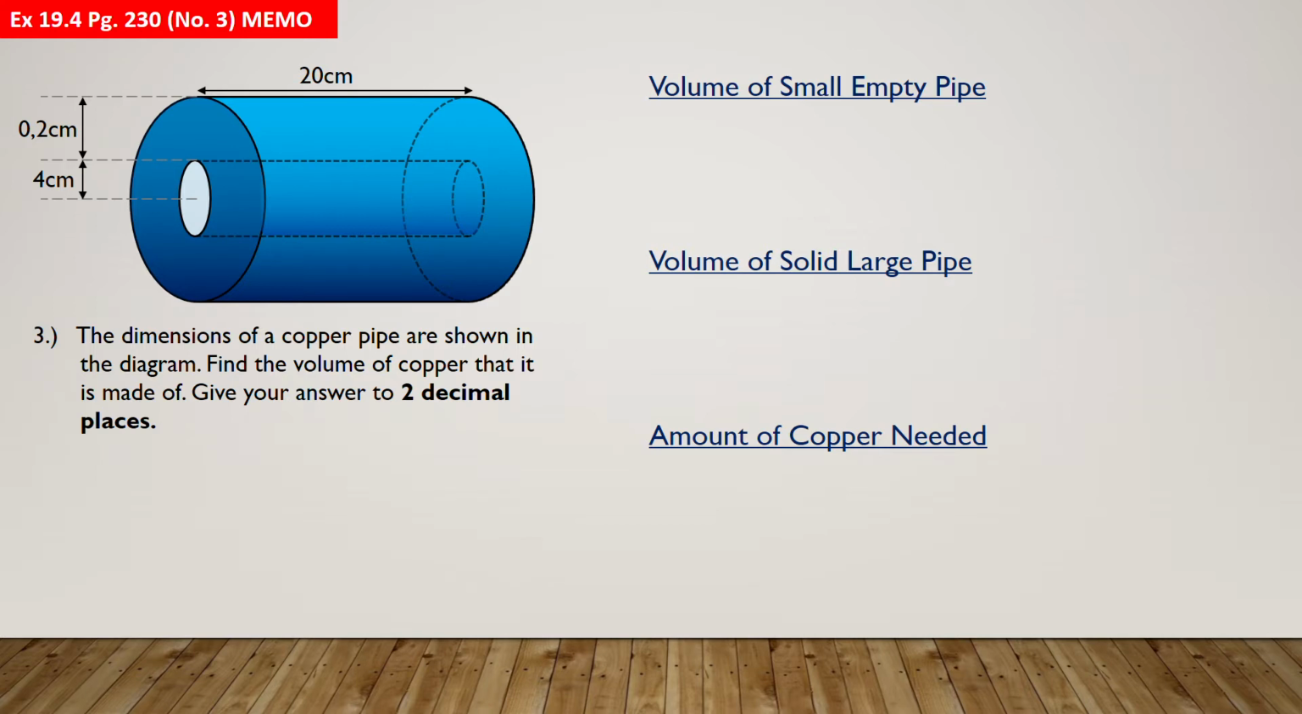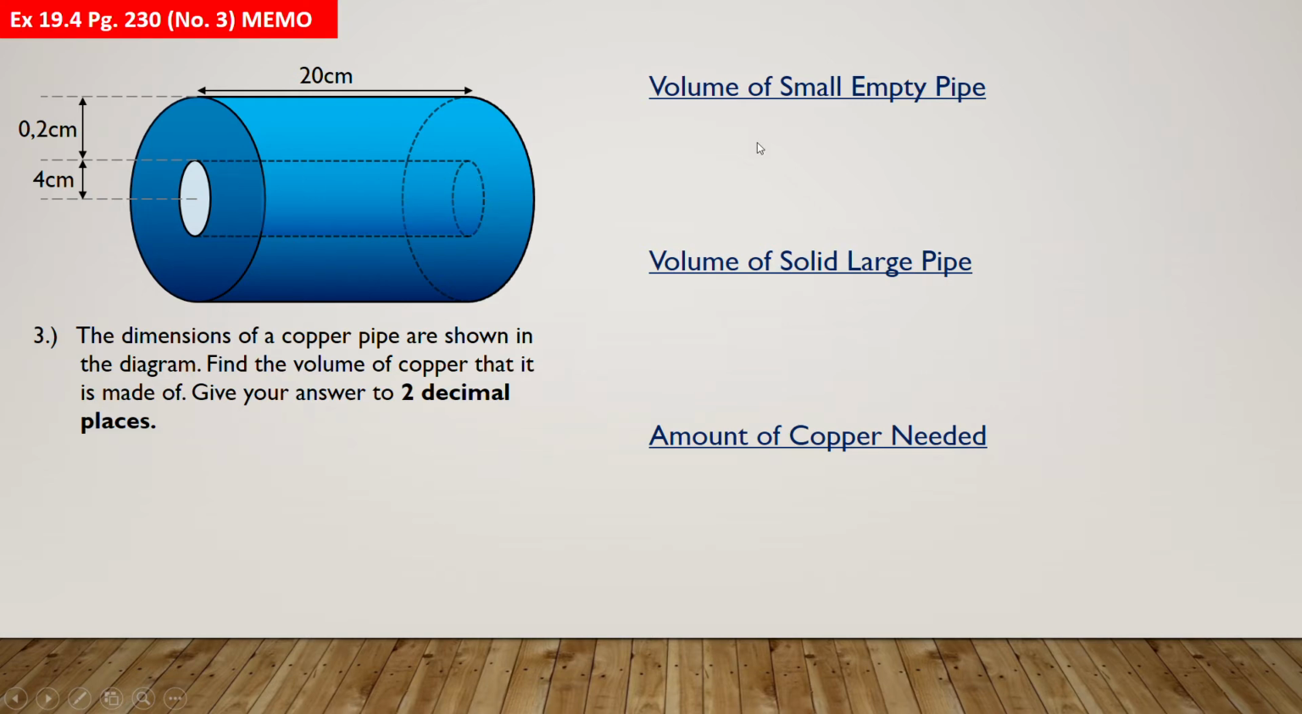If it wasn't empty, you could have literally just calculated the volume of the big cylinder and that would have been the amount of copper. But because that little middle section is empty, I would need to calculate the big section first, then subtract the volume of the part that's empty to get the amount of copper needed. I'm going to start by calculating the empty section.